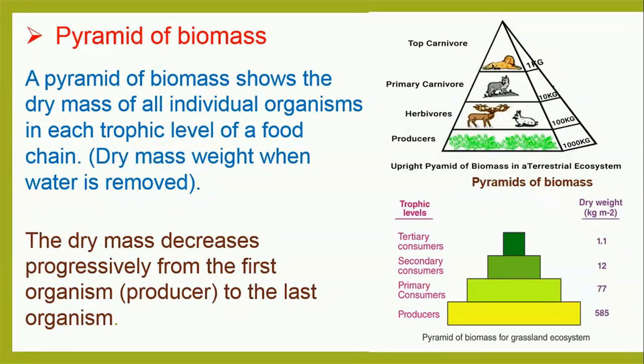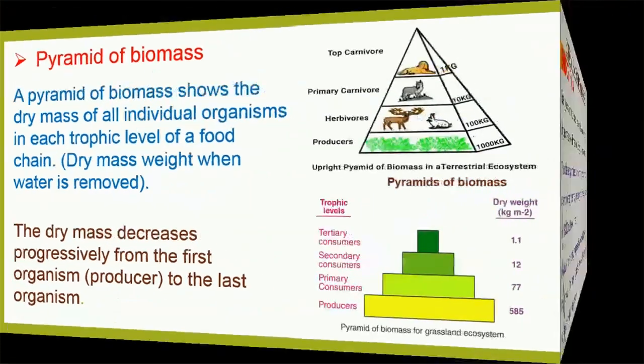Now let's take the second image as our case study. Here we can see that the weight of the producers is 585, which decreases to 77 in the primary consumers. In the secondary consumers, we have 12, and by the time it gets to the tertiary consumers, it is 1.1. So this shows a decrease in the weight, or dry mass, of organisms as it goes up the pyramid. So take your time and study the pyramids.